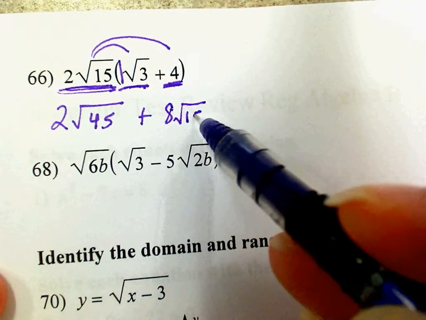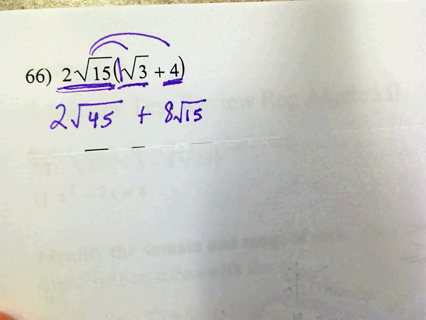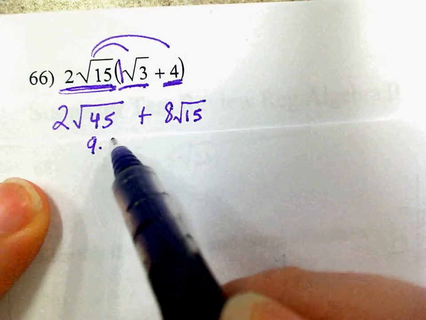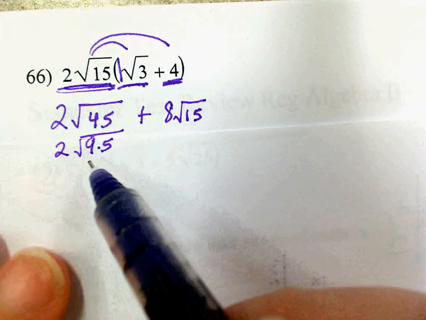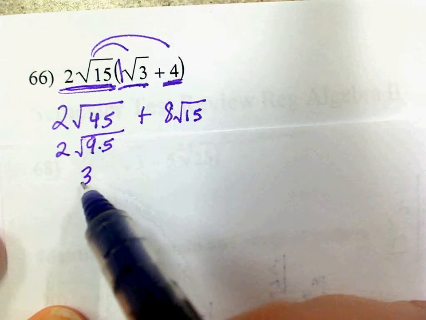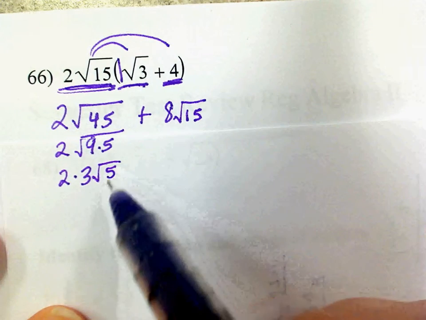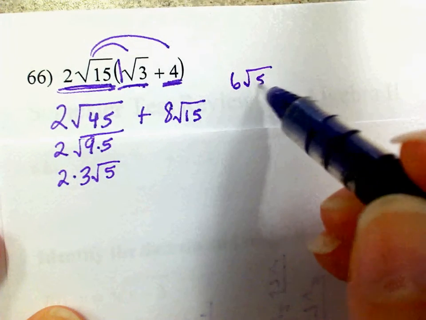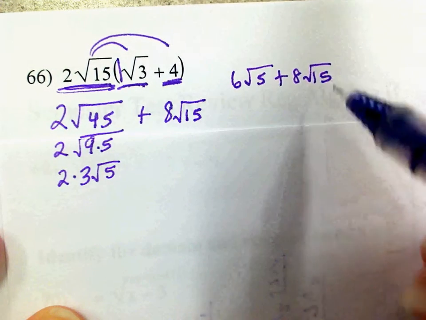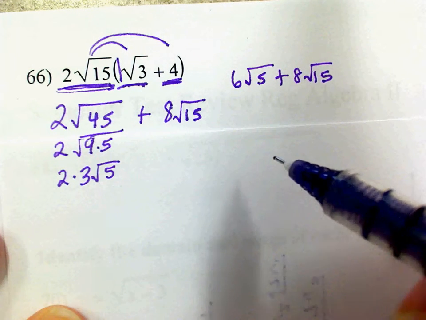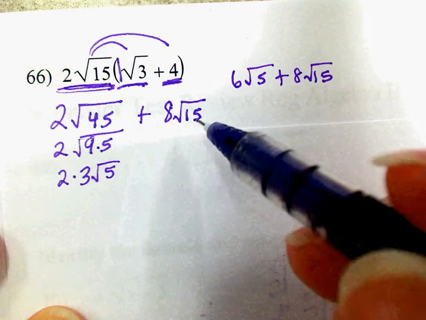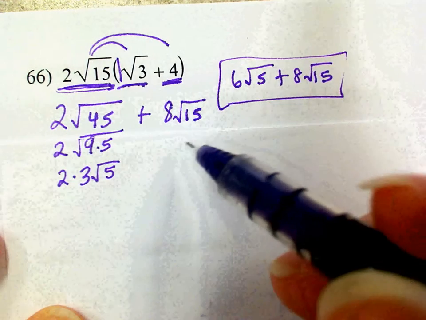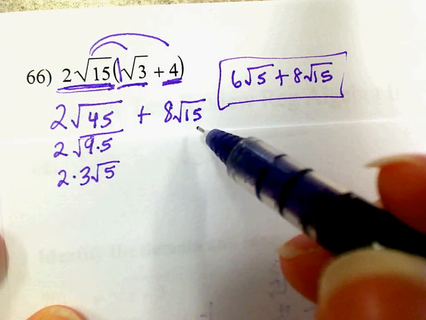Okay, are we done? We just looked at this. Square root of 45 is, so what's the square root of 9? And then 5 stays inside it, right? So what is that really? So my final answer is going to be 6 square roots of 5 plus 8 square roots of 15. Is there a perfect square that goes into 15? No, the only perfect squares are 1, 4, 9, 16. So 4 and 9 don't go into it, so we're done.